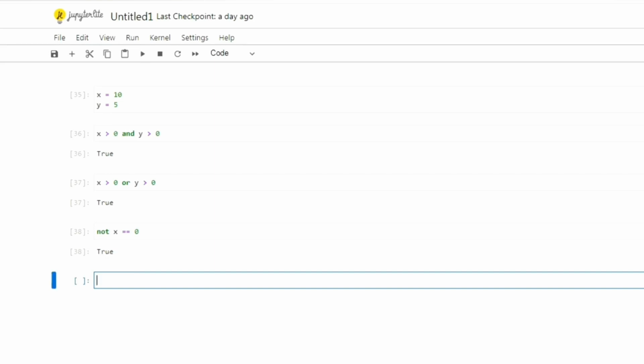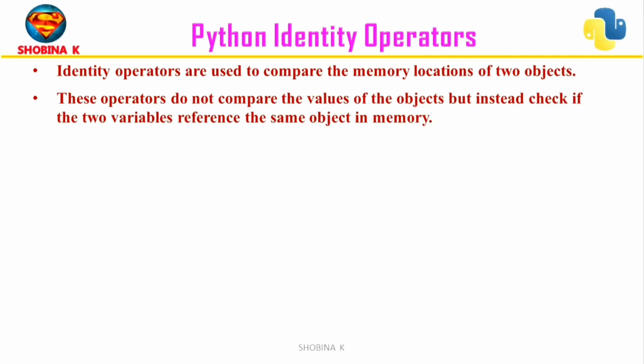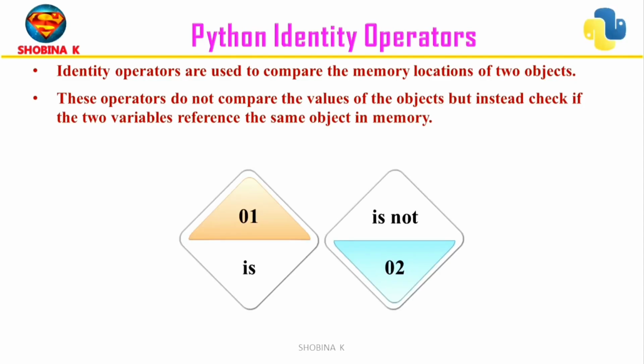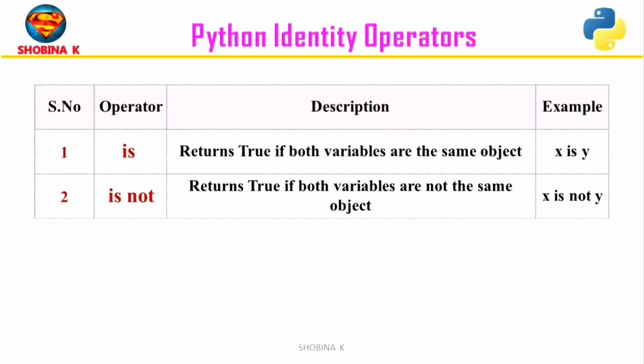Now let's try to understand what identity operators are. In Python, identity operators are used to compare the memory locations of two objects. These operators do not compare the values of the objects, but instead check if the two variables reference the same object in memory. There are two identity operators in Python, which are is and is not. What is does is it returns true if both the variables point to the same object. Otherwise, it returns false. Is not will return true if both variables do not point to the same object. Otherwise, it returns false.